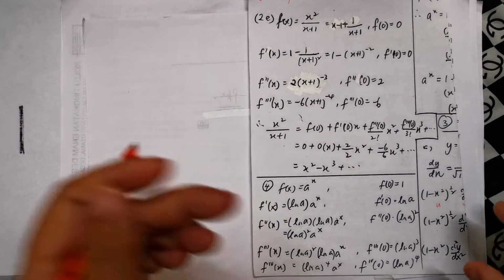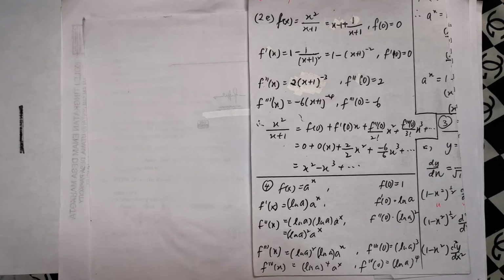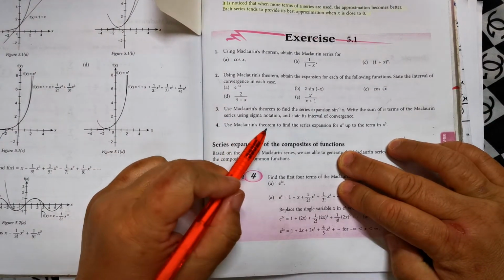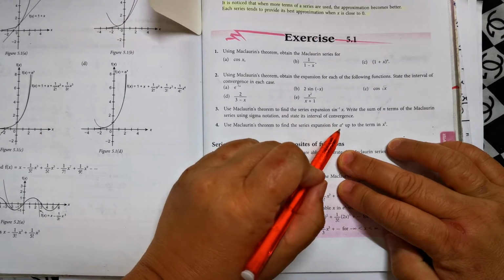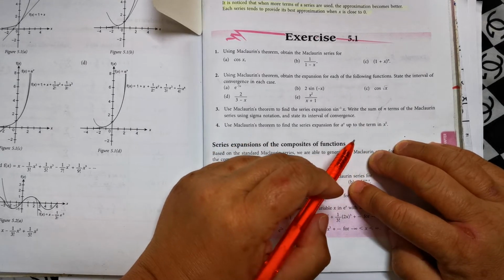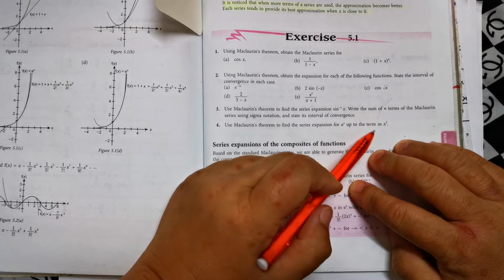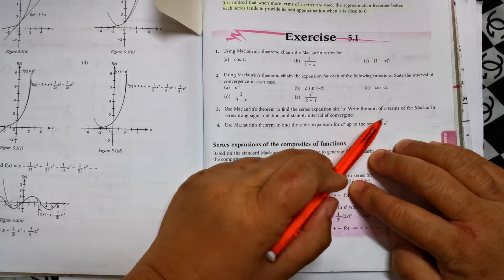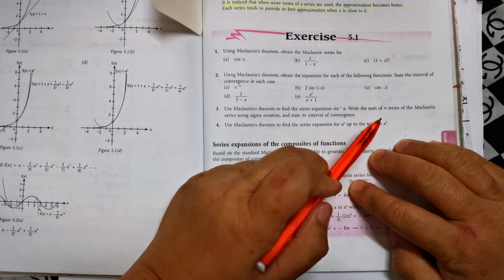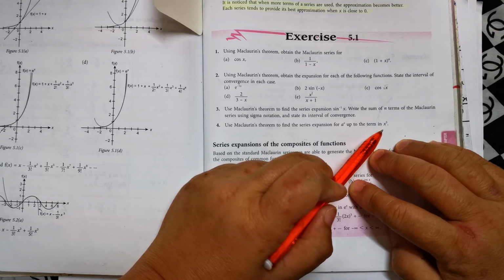Alright, okay, next I'm going to discuss question 4. So let's see how question 4 looks like. Okay, you can see this is question 4. Use Maclaurin's theorem to find the series expansion for a power x up to the terms in x power 5. The question tells you up to the term in x power 5, so you know that you have to do until the 5th derivative. The question will tell you like this.